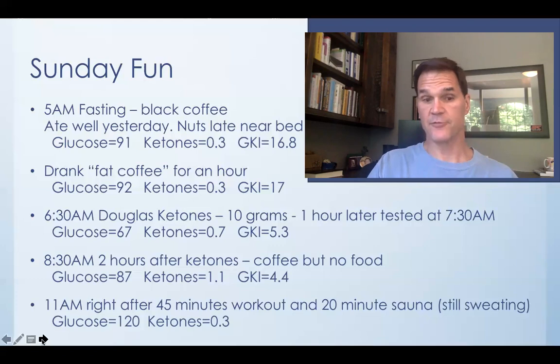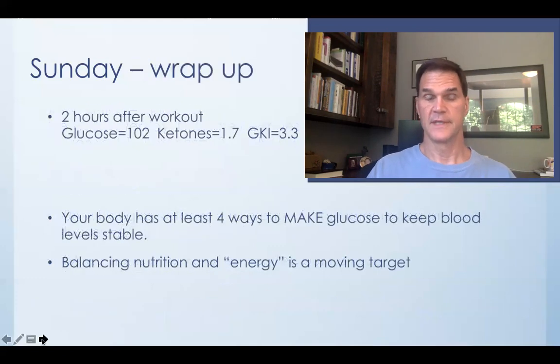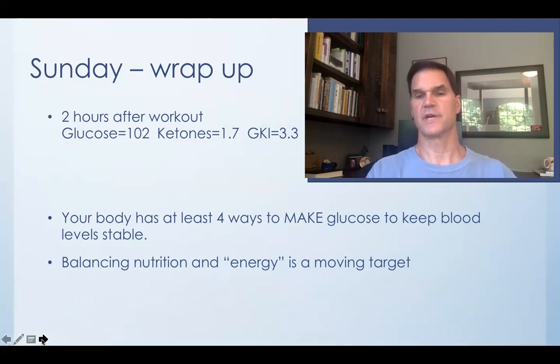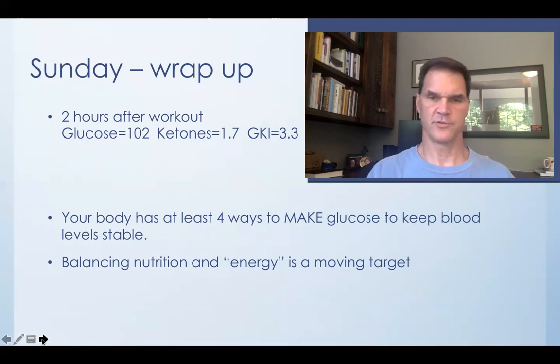And all I did from this point forward is I waited 2 hours, and what happened to my ketones? They skyrocketed, 1.7. That's normal. Glucose is coming down, ketones are going up. And it wasn't that I wasn't able to make ketones. I was making ketones the whole time. You just didn't see them in the blood because the muscles were absorbing and utilizing them. My GKI comes back down to 3.3.